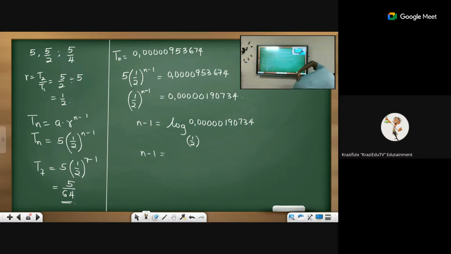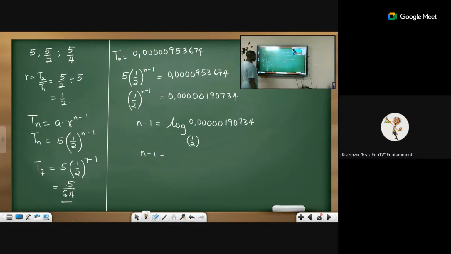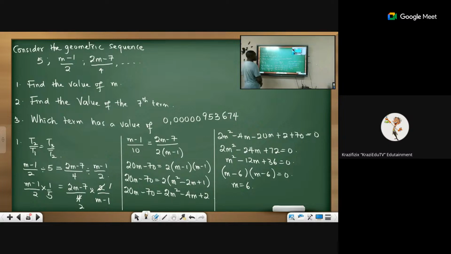Sorry, sir, how did you get those decimal values? Which one? 0,00 and the 95, all of those decimal values. Sir, that's the question. Look at question 3. Oh, okay. Your final answer is 19. The log is 19 plus the 1, so the final answer is 20.